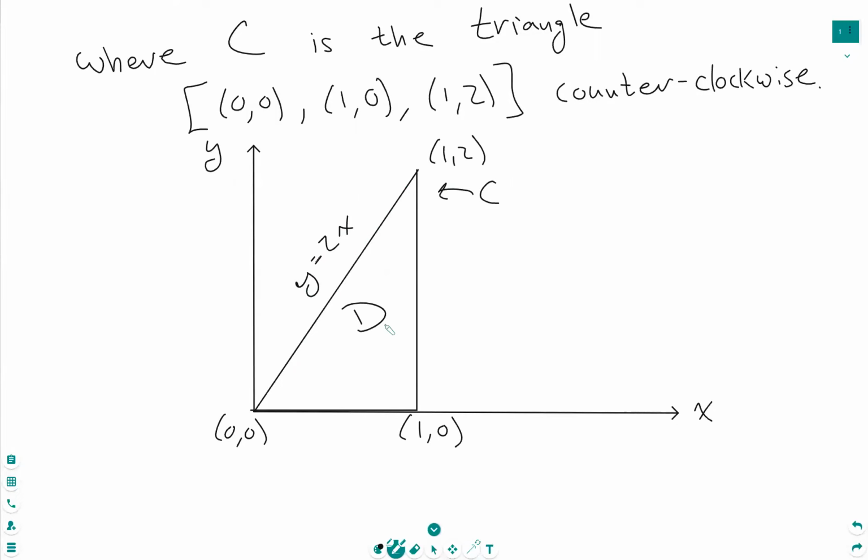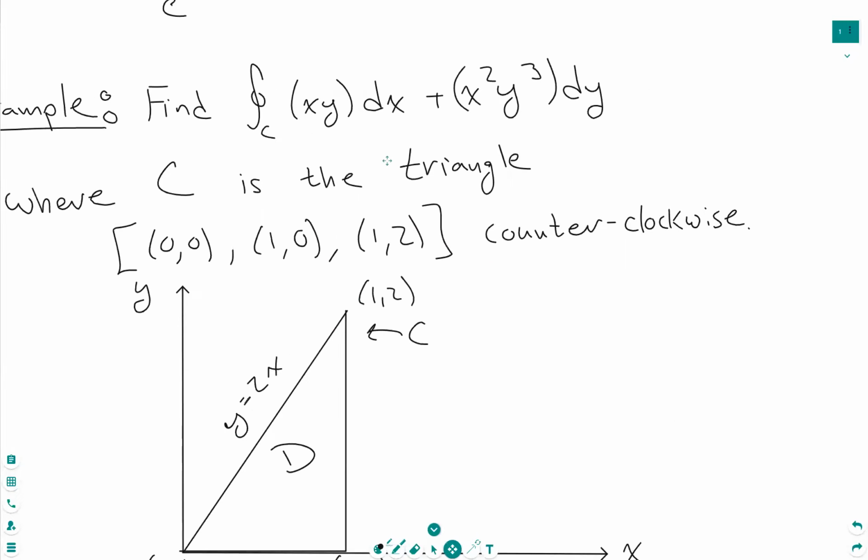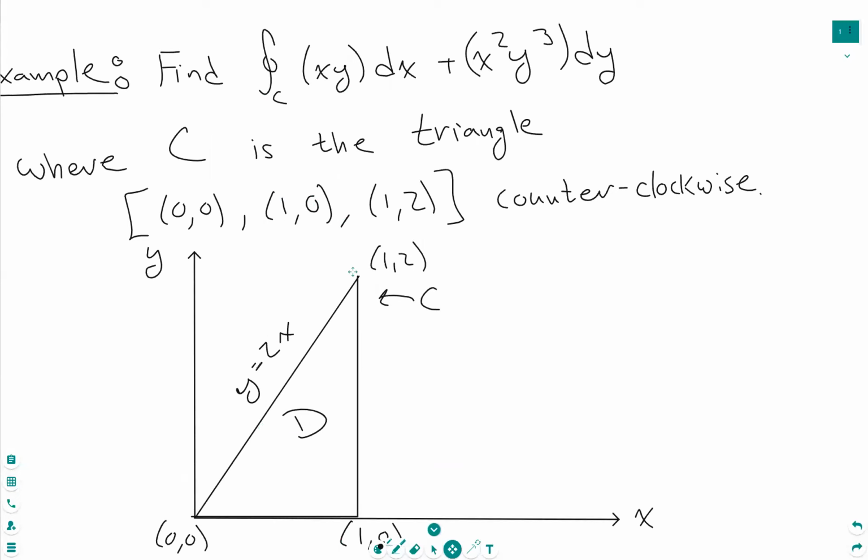Now we could brute force the line integral on each of these segments, right? I could say this is C1, this is C2, and this is C3, and then calculate the line integral for each of those segments and add them up. Or what I could do is use Green's theorem. Rather than do the line integral, I can take a look at the area integral of the region D here.